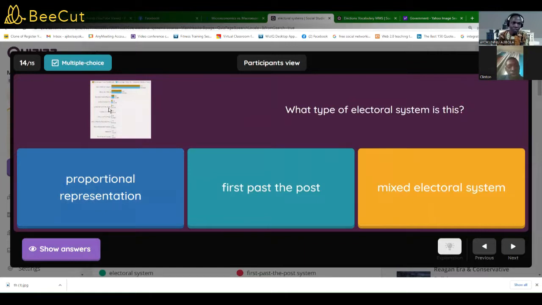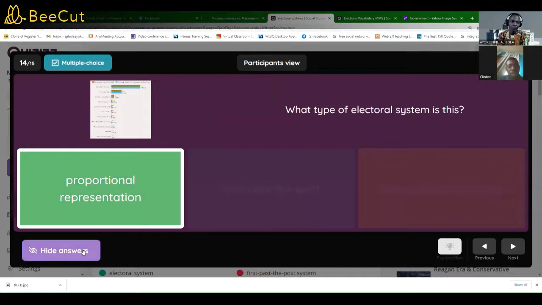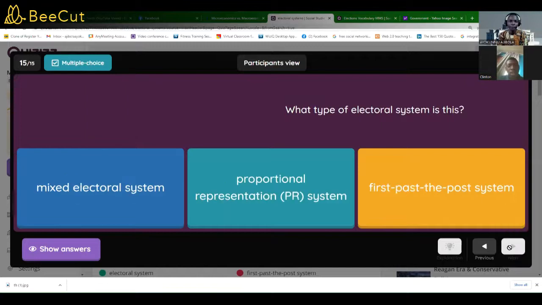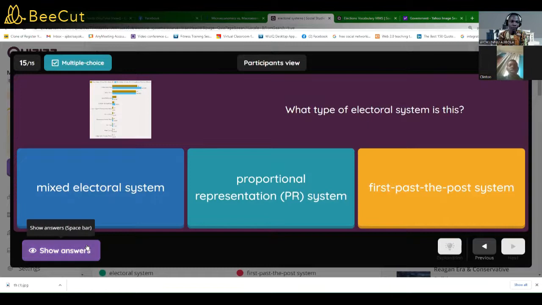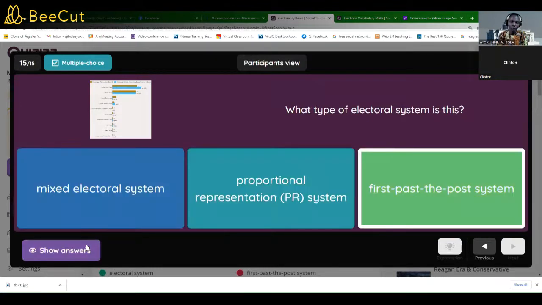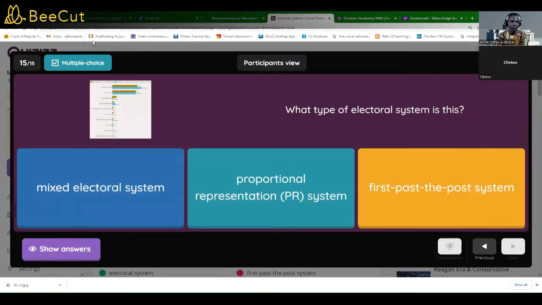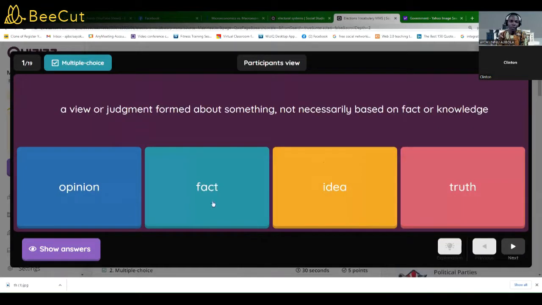Okay, it's asking you for this particular one, but I guess you can't see the image well, right? Yes, I can. So it's proportional. Yes, it's proportional representation based on their number of votes. Okay. Yes, sir. So okay, this one now is asking for what type, and that one is first past the post. That is the majority win. Okay. Yes, sir. So we move over to this one.